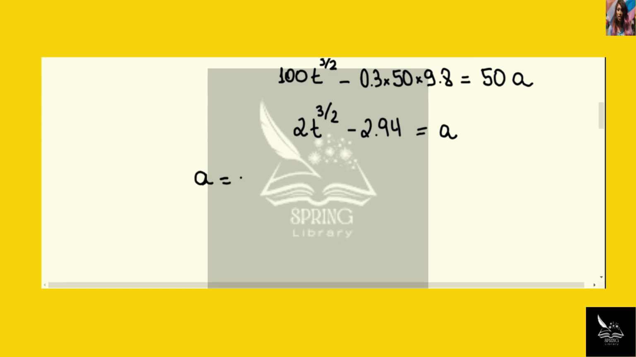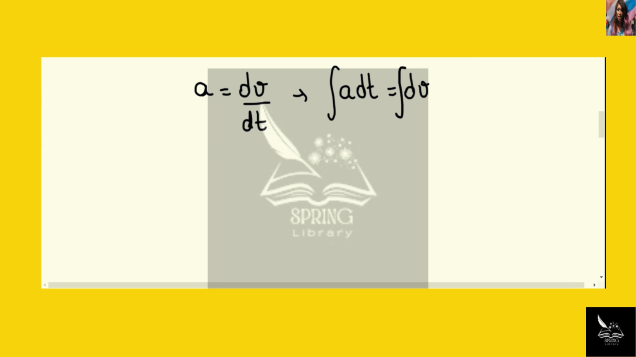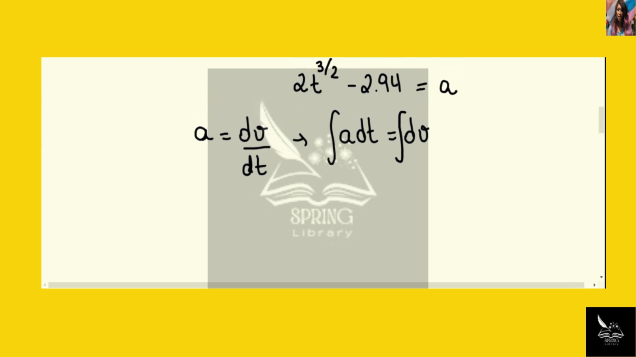Okay, now remember that the acceleration is equal to dv dt. So if we multiply both sides by dt, a dt is equal to dv, so we can integrate both sides. And I'm going to integrate from the time when the velocity is equal to 0, which in our case is 1.57, up to t. And on the right-hand side, I'm going to integrate from 0 to v. So on the right-hand side, we get just v.